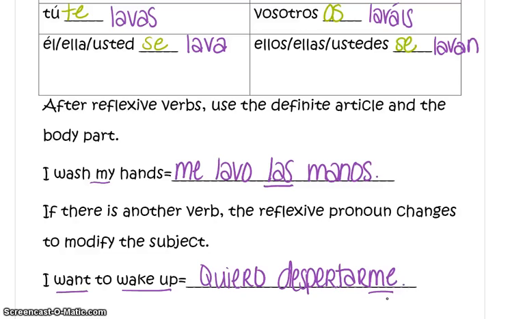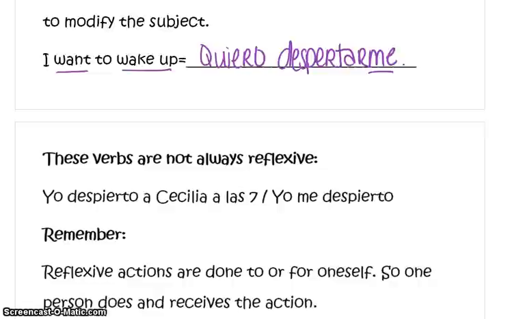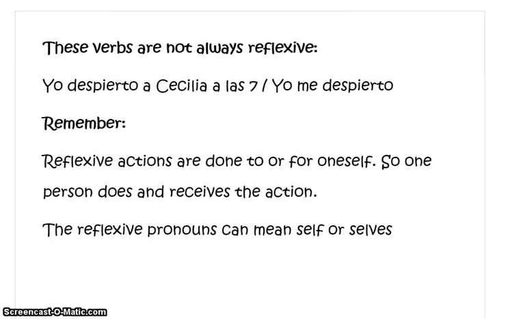Now, if you turn your page to the back side, which is page 13, there are a few reminders. The first thing is that these verbs that end in se are not necessarily always reflexive. So, yo me despierto, I wake up, that's something that you do to yourself. But you could also wake someone up. Yo despierto a Cecilia a las 7. I wake Cecilia up at 7.